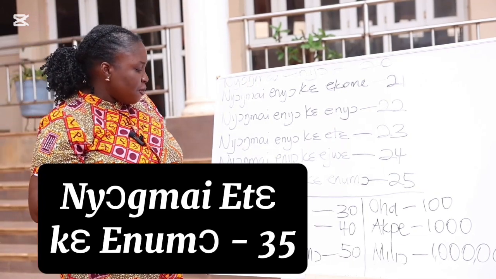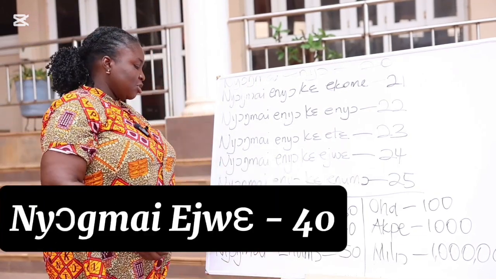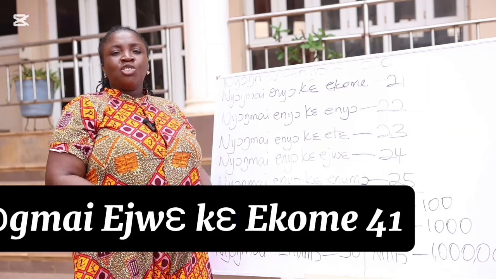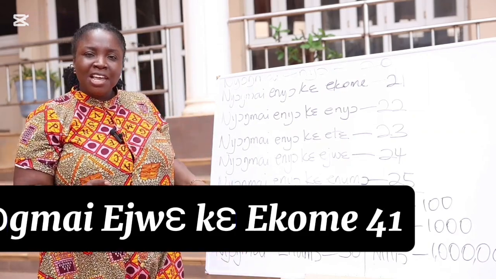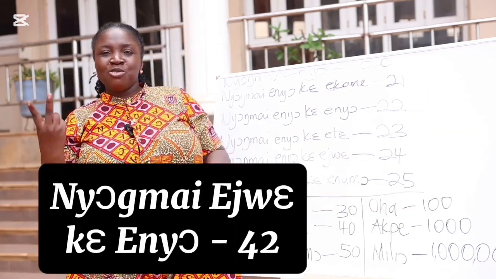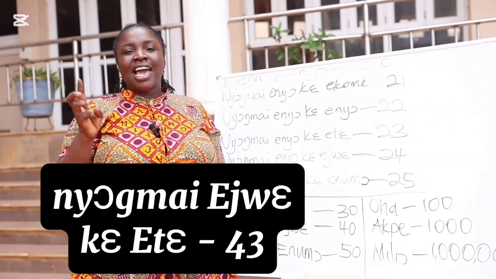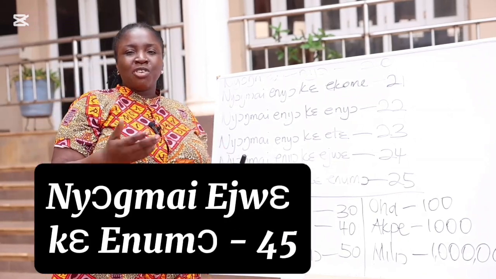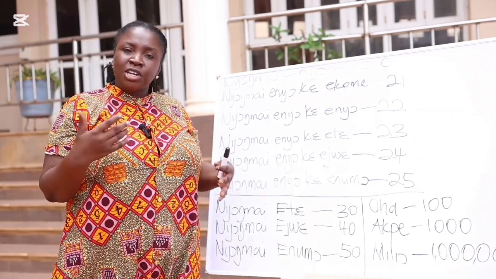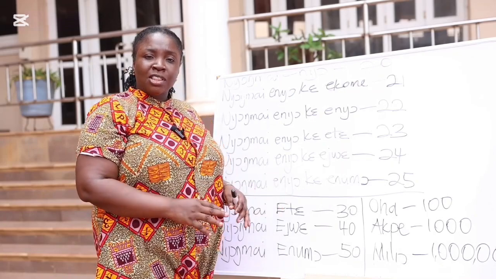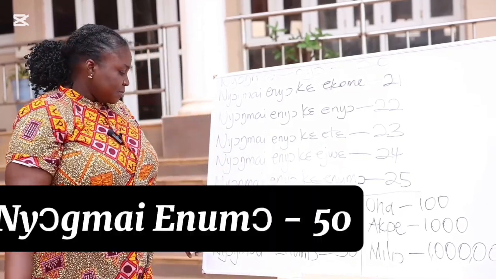We move on to 40, which is nyongmai eje. Nyongmai eje ke kome. Nyongmai eje ke enyo. Nyongmai eje ke enumo. Then we go on and on. Try and practice all this in Ghana.